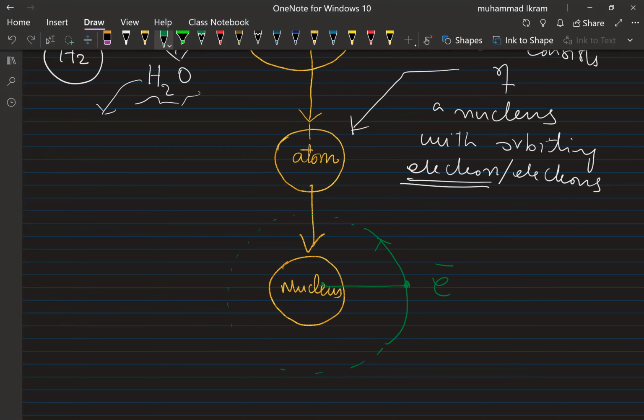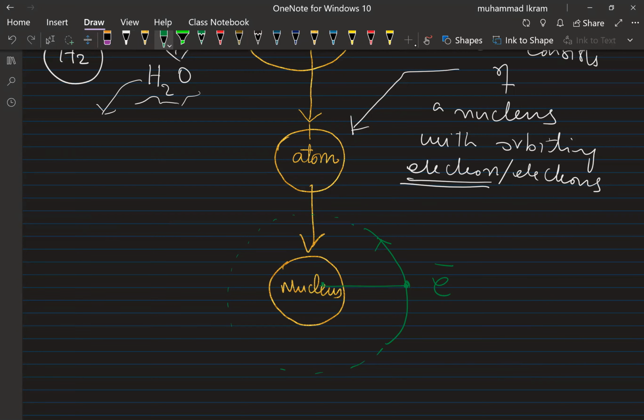The second important point is that between the molecules there is an attractive force. The attractive force between the molecules is what gives shape, and this is the molecular force which keeps them bound together.